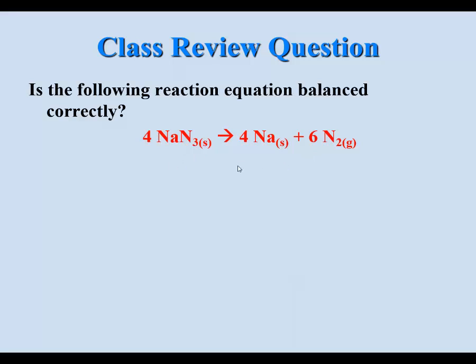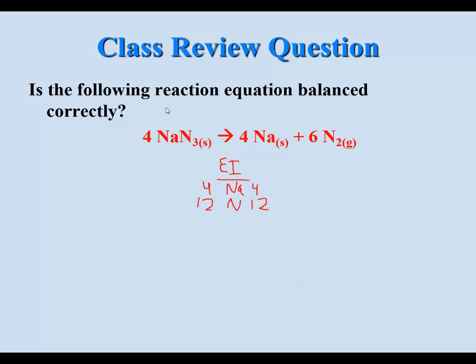Now, if I look at this compound and I ask, is this correctly balanced? Let's do an element inventory to see if it's correctly balanced as written. In my element inventory, I'm going to keep track of sodium atoms and nitrogen atoms. Now, as written, I have 4 sodium atoms on the reactant side. I have 4 sodium atoms on the product side. And as written, I have 4 times 3, I have 12 nitrogen atoms. And on the product side, I have 6 times 2 nitrogen atoms, so there's 12. So I'm mass balanced. Am I charge balanced?